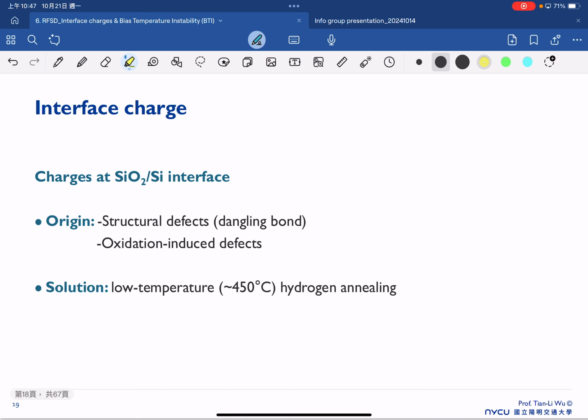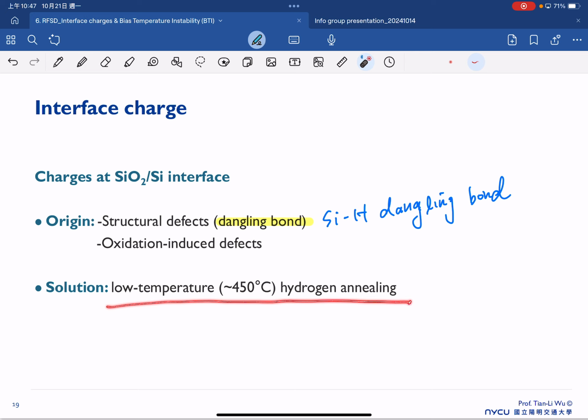Okay, so that's a short summary. The interface charge is related to the charge at the silicon dioxide/silicon interface. The first reason is the dangling bond, so we have the silicon hydrogen dangling bond. And we used to have a low temperature hydrogen annealing, and there is a very special term for this process: we call it forming gas annealing.